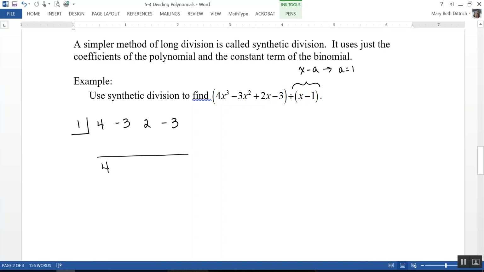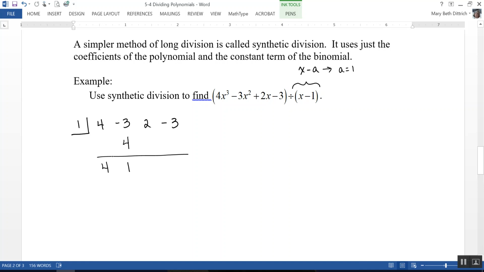Now here's the kind of tricky part. You take the number in the box, multiply it by the number down here, and put it up there. So it's kind of like a backwards check mark. 1 times 4 is 4. Goes right there. Now, different from long division, I'm going to add these. That gives me 1. Do it again.